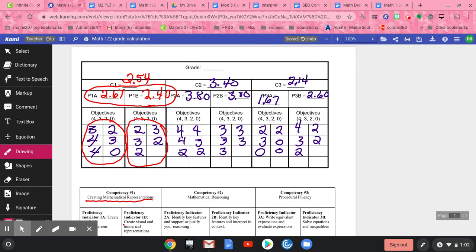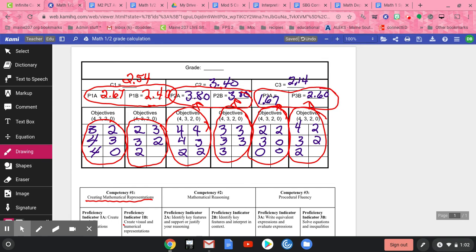This is going to continue in each of the 6 proficiencies. You're going to take learning objectives. We average the learning objectives to get the proficiency score. Then we take those proficiencies and average them to get the competency score. Average the objectives to get the proficiency. We take the 2 proficiencies and we average those to get our competency score.